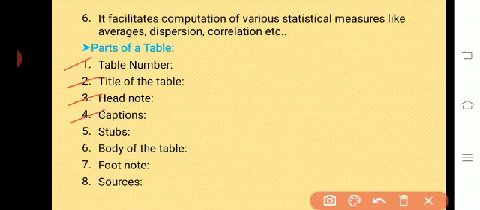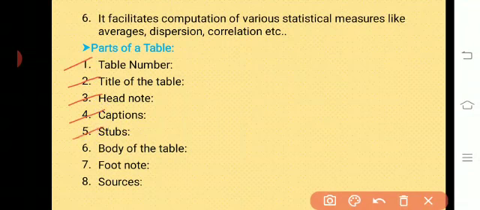The next is captions. Column headings are called captions. They explain what the column represents, what are the content in the columns. Captions are always written in one or two words on the top of each column. Then the next part of a table is stubs. Stubs are also called row headings. They explain what the row represents. Stubs are usually written in one or two words at the left extreme side of each row.